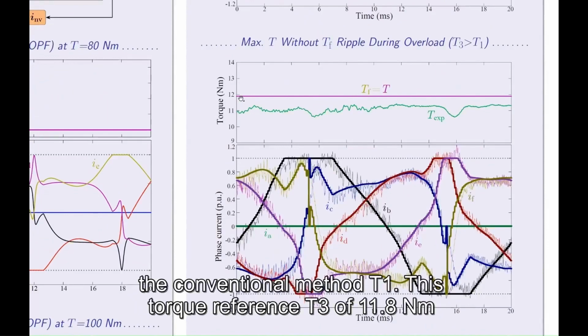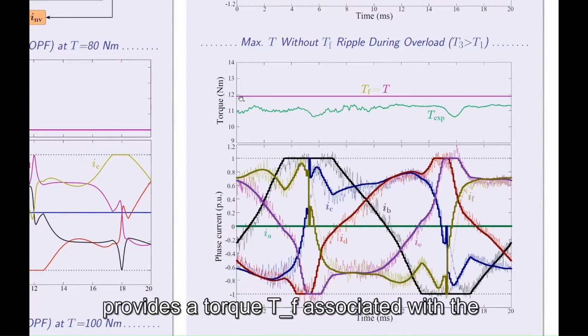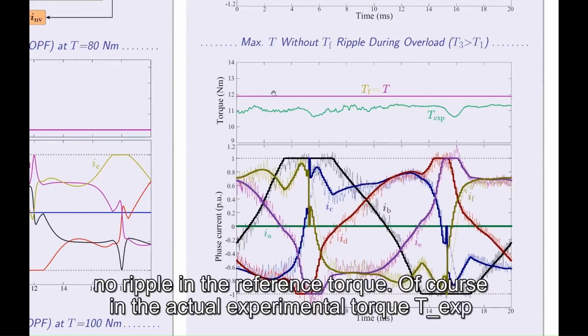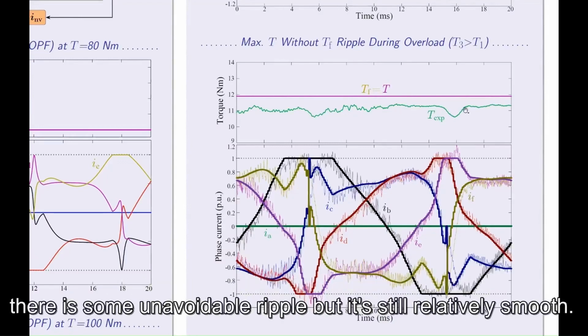So this torque reference of 11.8 Newton meters provides a final torque TF associated with the current references that is smooth and equal to the torque reference. There is no ripple in the reference torque. Of course, in the actual experimental torque, there is some unavoidable ripple, but it's still relatively smooth.